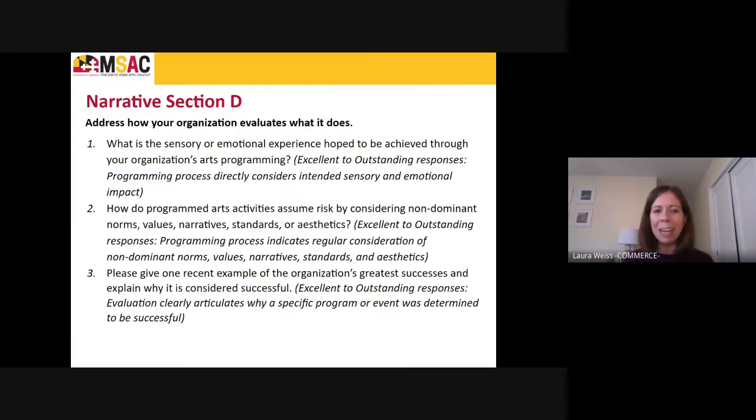And the final question here is to please give one recent example of the organization's greatest success and explain why it is considered successful. So this is a fun kind of question where you get to talk about a great success that has happened for your organization. And that excellent to outstanding response is that the evaluation clearly articulates why a specific program or event was determined to be successful.